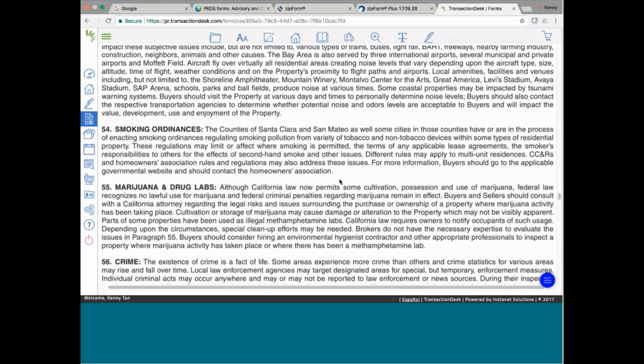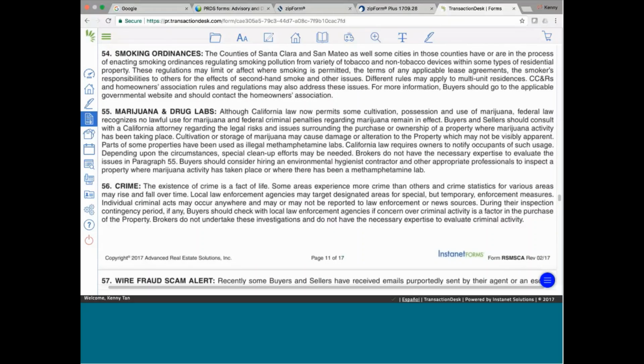Marijuana and drug labs. It says here, although California law now permits some cultivation, possession, and use of marijuana, federal law recognizes no lawful use for marijuana, and legal and federal criminal penalties regarding marijuana remain in effect. So even though state law legalized growth of marijuana, federal law does not. So basically, just to warn the buyer, that's the situation here. Okay.